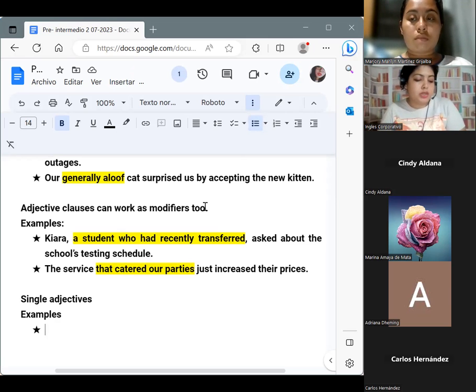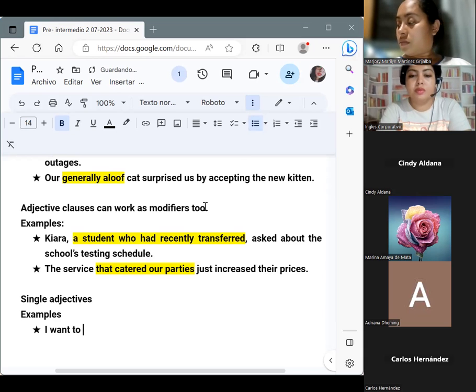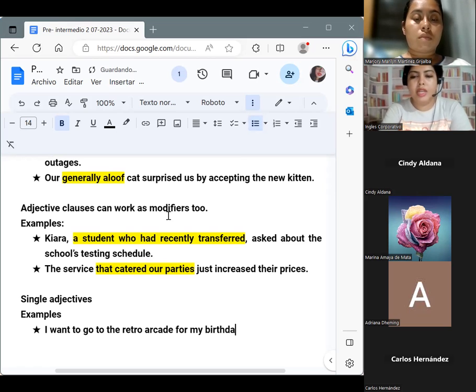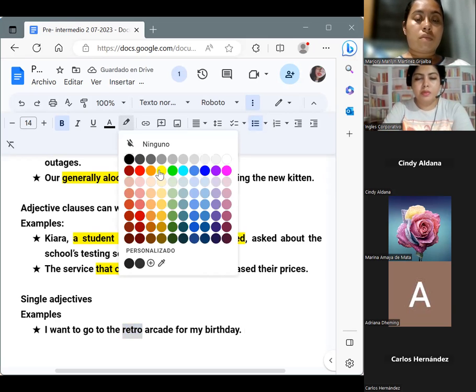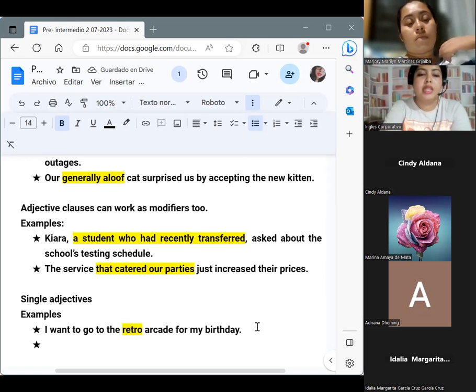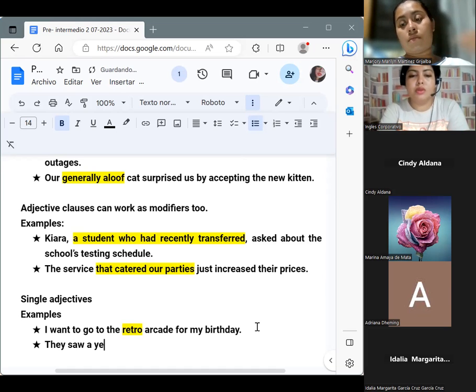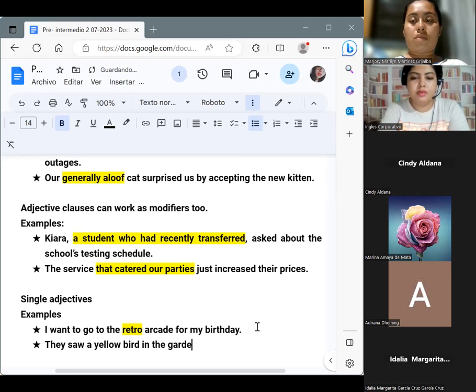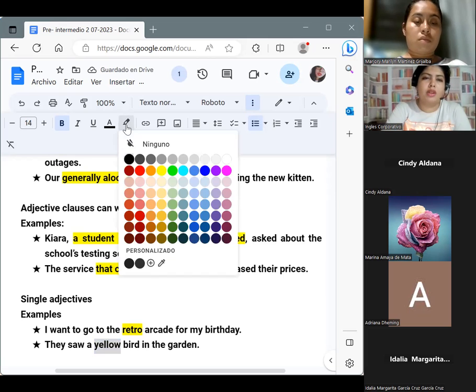I want to go to the retro arcade for my birthday. And in this case, our adjective is retro. And the last one: they saw a yellow bird in the garden. Y marcamos la palabra yellow. With yellow color. So that's perfect.